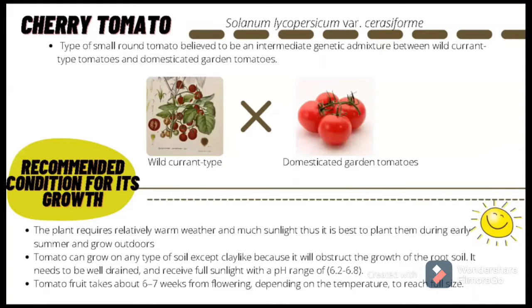The plant that we chose was a cherry tomato with the scientific name Solanum lycopersicum var. cerasiforme. It originated from a mixture of a wild currant type and a domesticated garden tomato, so it came to be a cherry tomato. It is best to grow the tomato in an area that has much sunlight and warm weather. The tomato can grow in any type of soil except clay soil, and the pH range should be within 6.2 to 6.8.